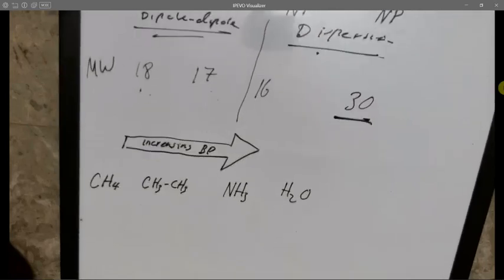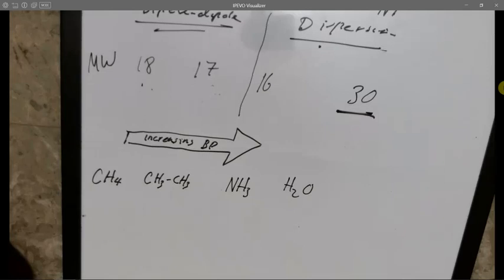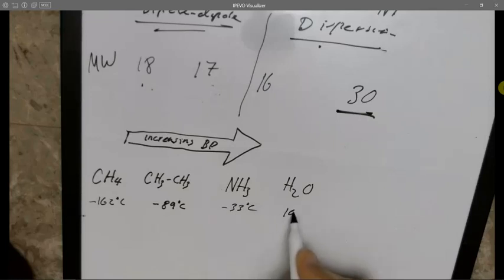And indeed, if you actually go and Google the actual boiling points, you find that the boiling point for this is negative 162 degrees Celsius. This one is negative 89 degrees Celsius. So these two are gases at room temperature. So is this, at negative 33 degrees Celsius, and this is 100 degrees Celsius. Okay, so even though they both have hydrogen bonding, water has much stronger hydrogen bonding than ammonia, because O has stronger hydrogen bonding. Okay, hopefully this makes sense.